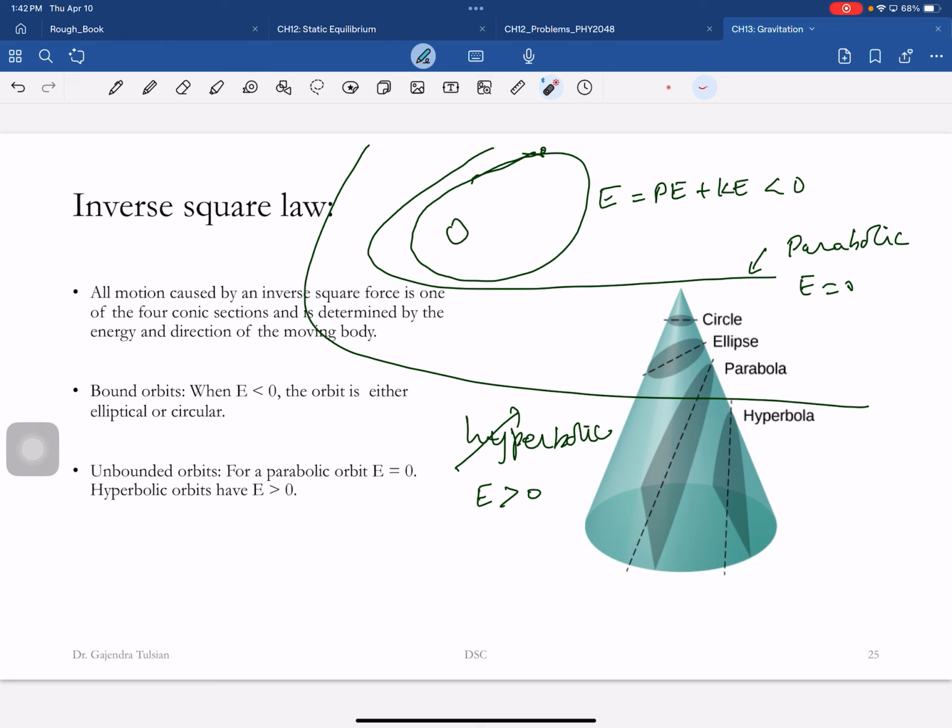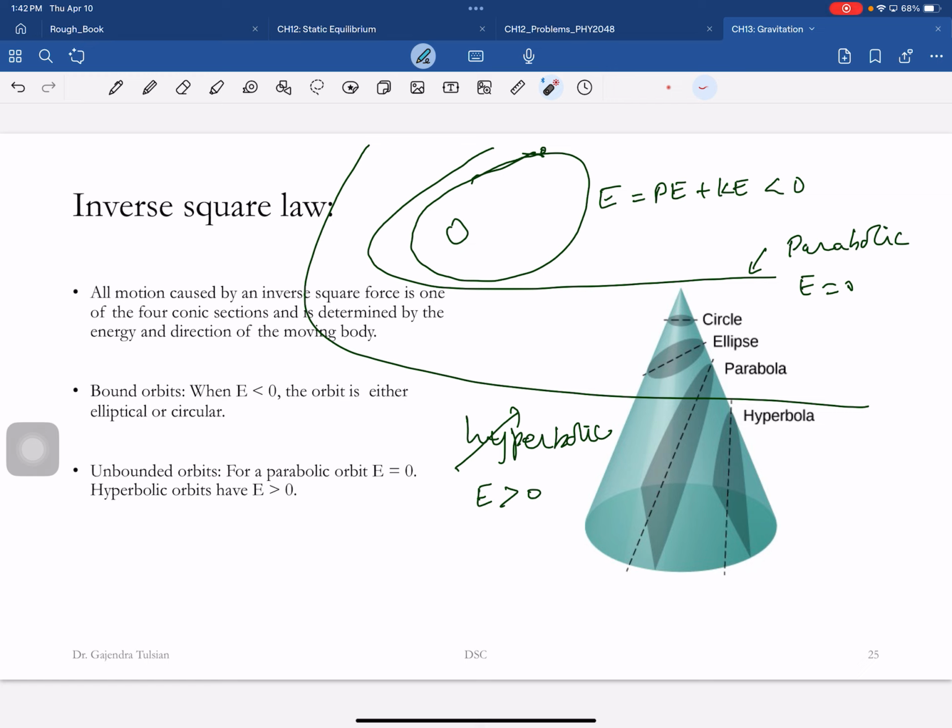So what kind of orbit does the International Space Station have? Circular? It's a bound orbit. So the total energy is, okay. What kind of orbits do all satellites have? Bound orbits. Okay. All right. What does that mean, total energy is less than 0?